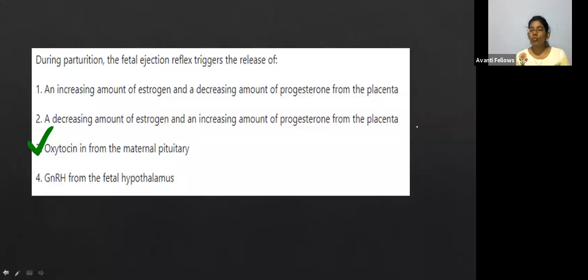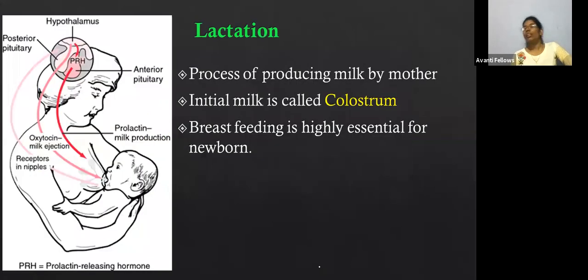The part which doctors cut with the two clips is the umbilical cord. That is the umbilical cord, the long part that doctors cut, right? Now, let us move on to lactation.